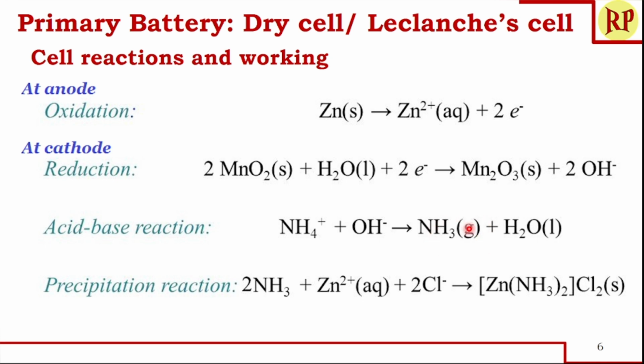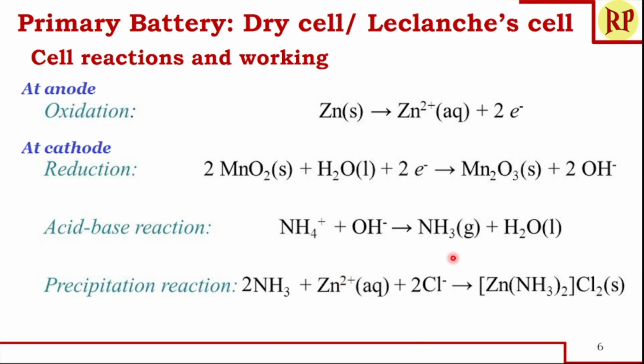As the reaction takes place inside the battery, which is enclosed and is a closed chamber, if the gas is released, it will be disrupting the flow of electrons. So this oxidation and reduction reaction itself will not take place properly, and the efficiency of the battery will be reduced. So in order to avoid that, we are using zinc chloride.